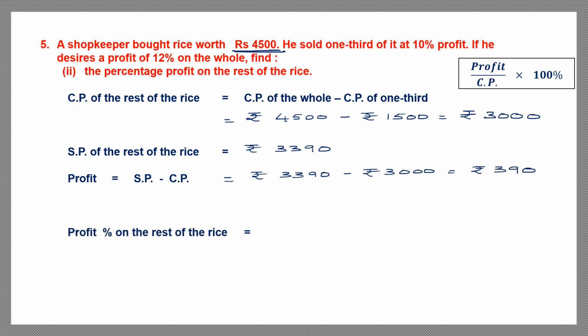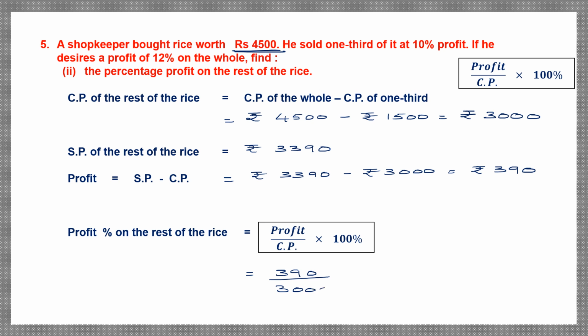Now we have to find the profit percent by using the formula profit by cost price into 100%. So profit is 390 divided by the cost price, which is 3,000, and multiply by 100%.